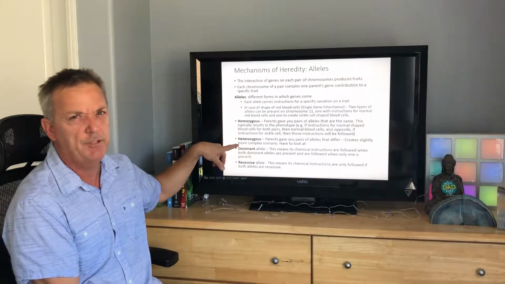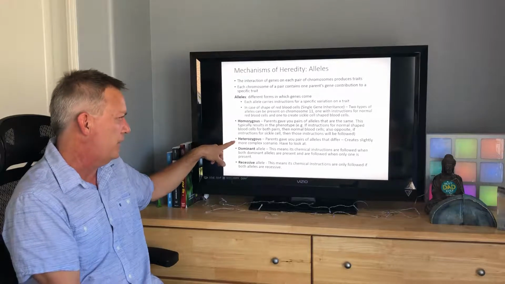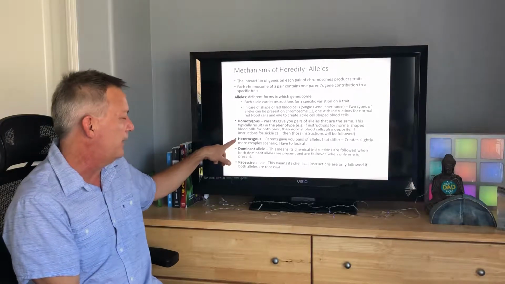Sickle cell shape. Say that 5 times fast. Sally sells seashells at the sickle cell shape blood cells or something like that.